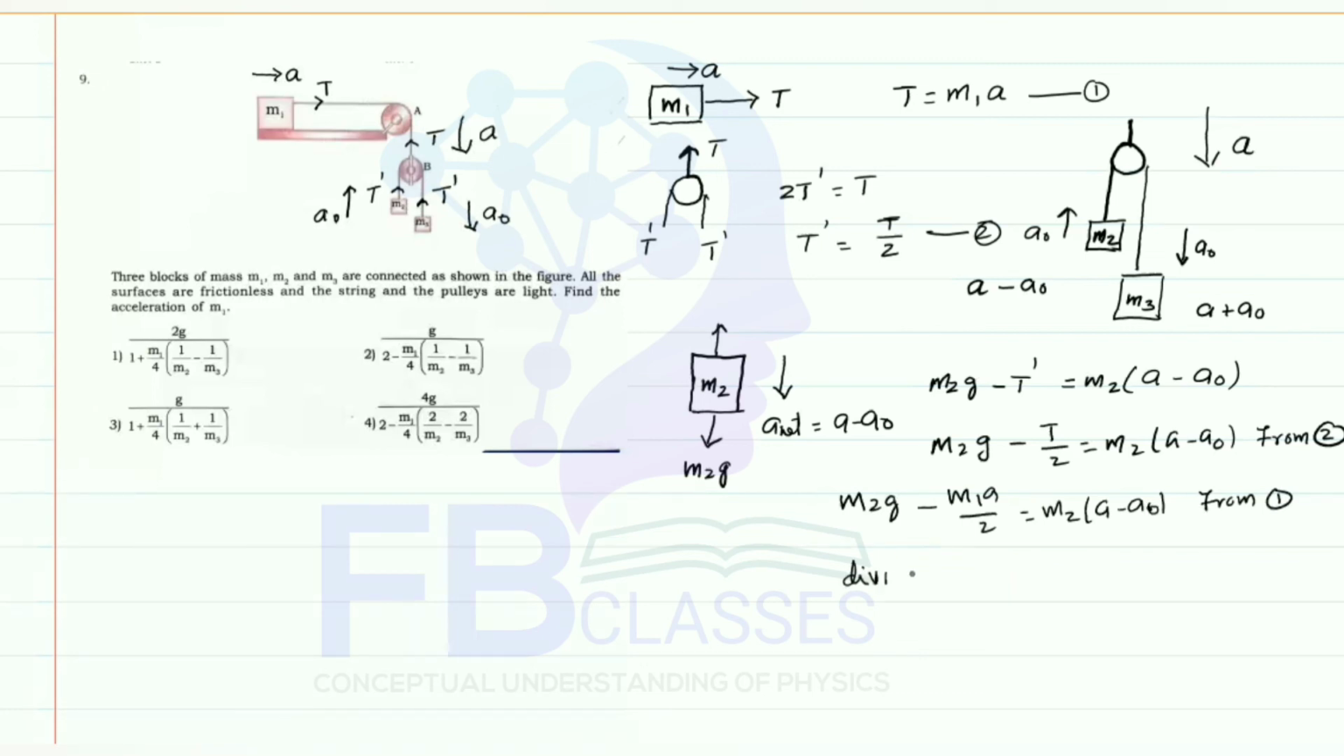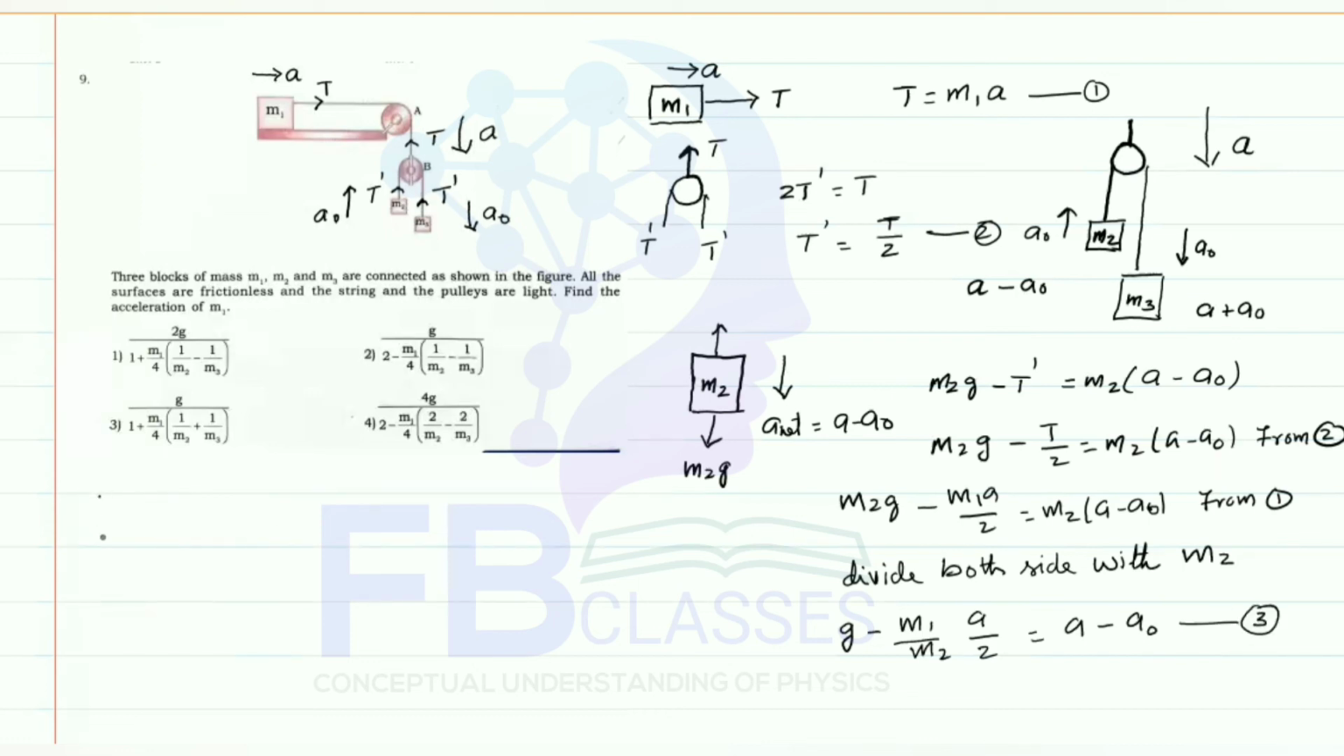So divide this equation on both sides by m2. Now it becomes g minus m1 by m2 into a by 2, that is equal to a minus a naught. Consider this as equation number 3.